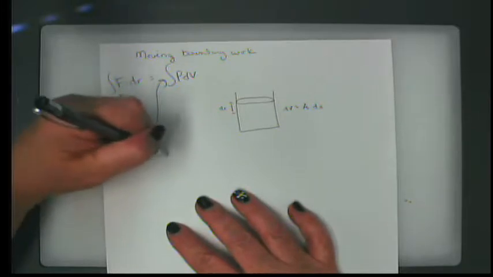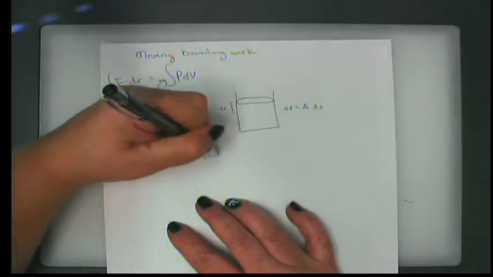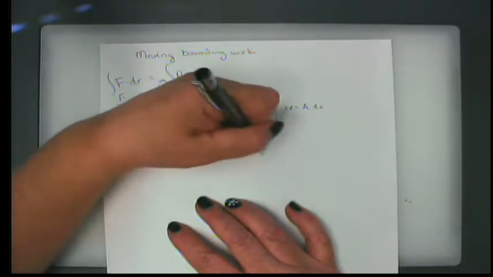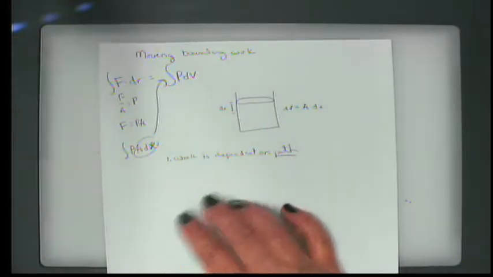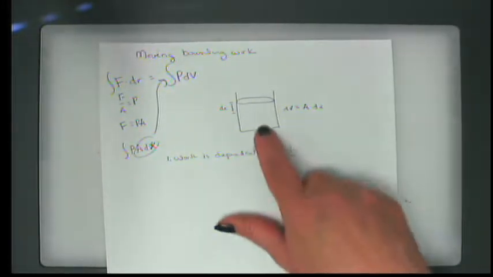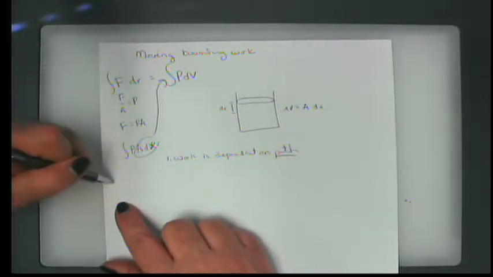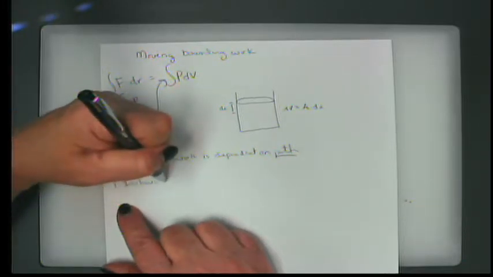Now the first thing about work is that it is dependent on the path you take to get from state 2 to state 1. So in other words, you can do more or less work depending on how you get there. This type of case that we discussed, first of all, is called an isobaric expansion or compression.